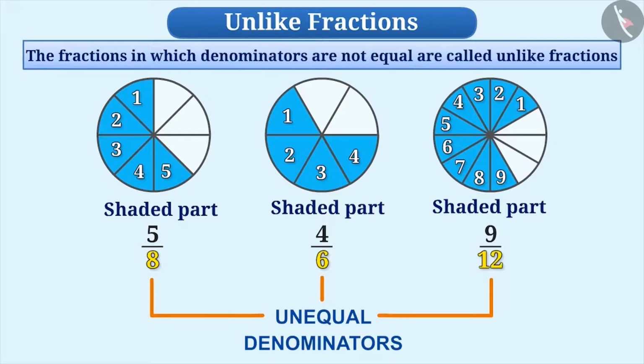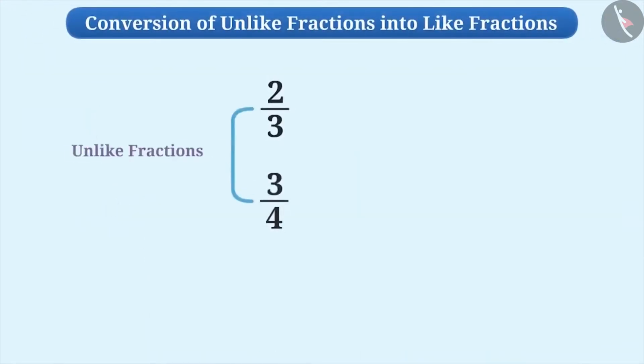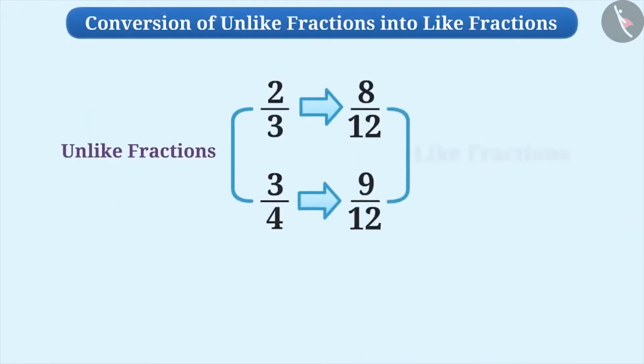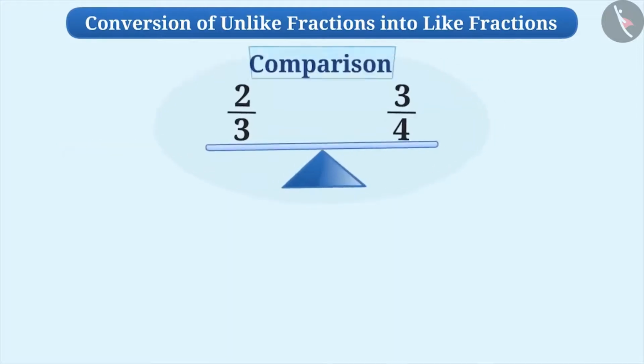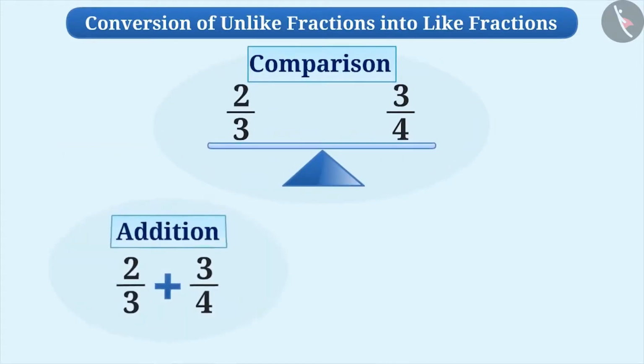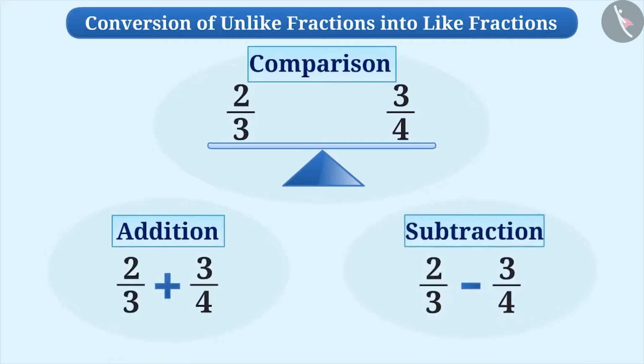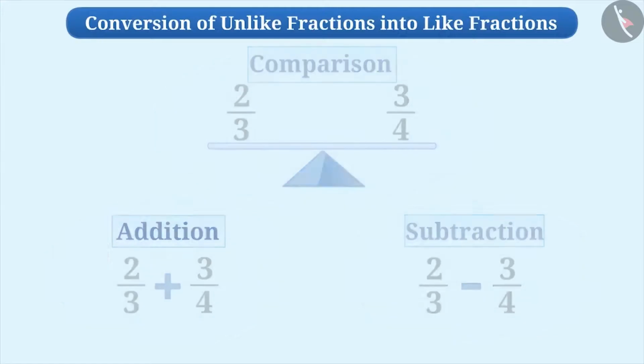Fractions in which denominators are not equal are called unlike fractions. In many situations, it becomes necessary to convert unlike fractions into like fractions. Examples are comparison of fractions, addition or subtraction of fractions, etc. So let's understand how to convert unlike fractions into like fractions.